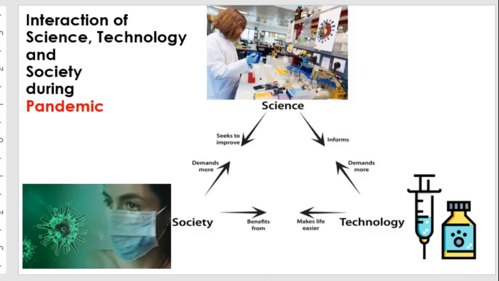As of now, we are in phase 3 of the development of the coronavirus vaccine. If this will be available to the public, this vaccine will make life easier for the society. At the same time, the society benefits from this vaccine because they can now fight the coronavirus. Then later on, we can go back to our normal life. So that is the interaction of science, technology, and society. I hope that is clear for the example you are going to do later.